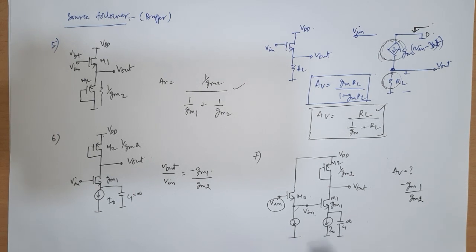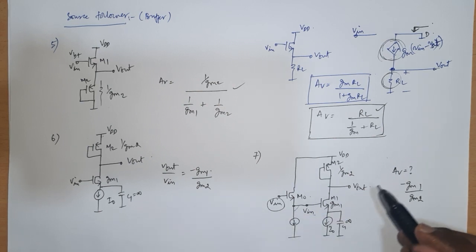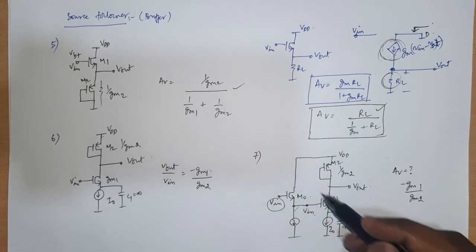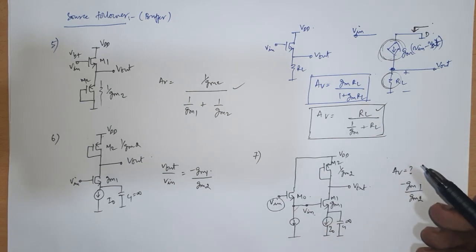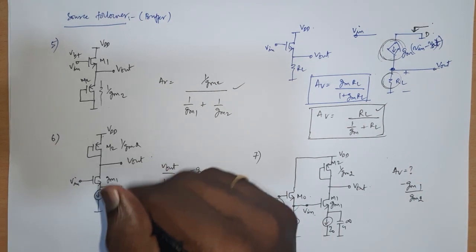Okay, so you try to look at the circuit. See, the reason for me to give these two problems is that when you look at circuits with more than one transistor, you do not panic. Okay, here this is very straightforward.